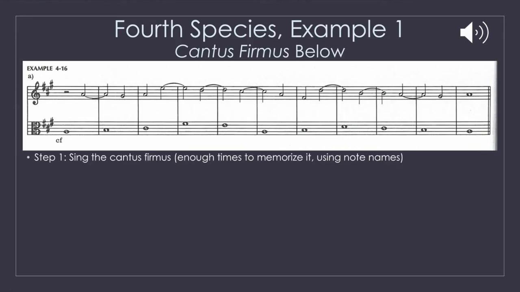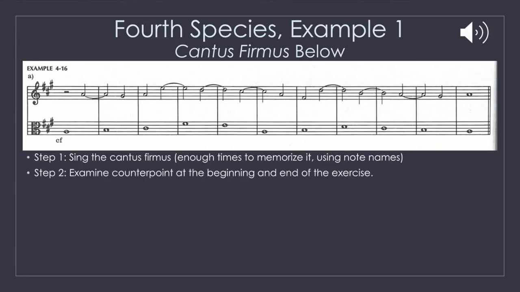A, B, C sharp, F sharp, E, A, B, D, C sharp, B, A. And then I might do that 2 or 3 times, then close my eyes and try to do it to make sure I can think of it. Da, da, da, da, da, da, da, ba, da, da, da.